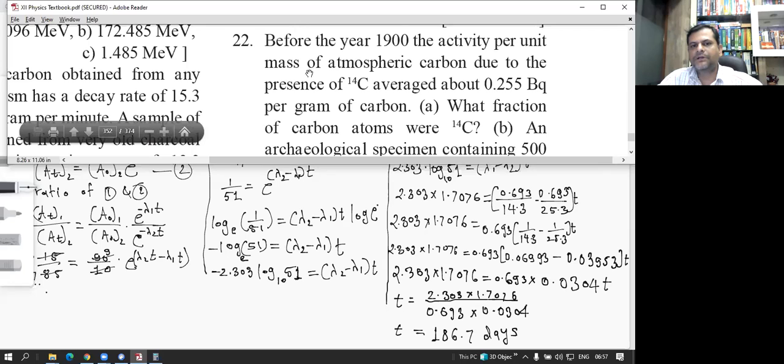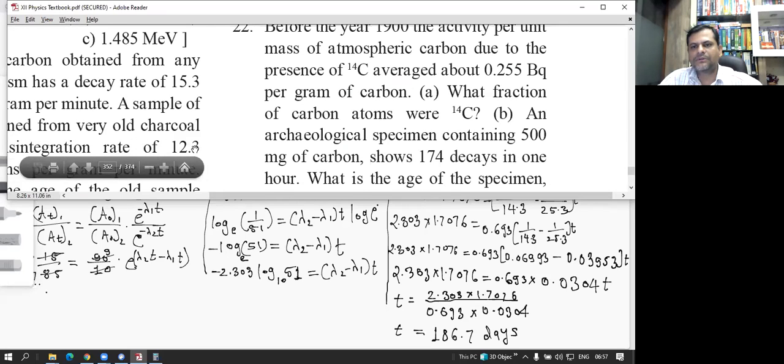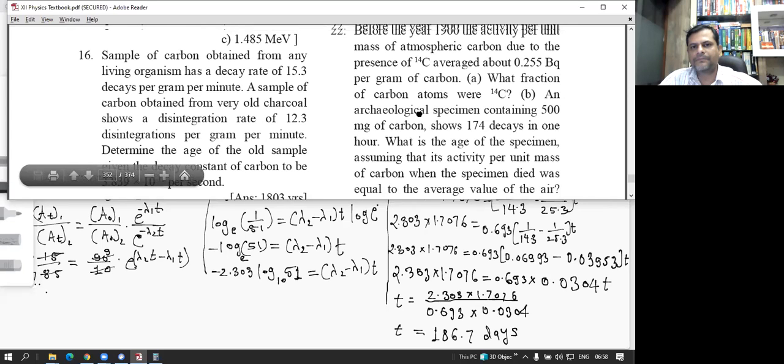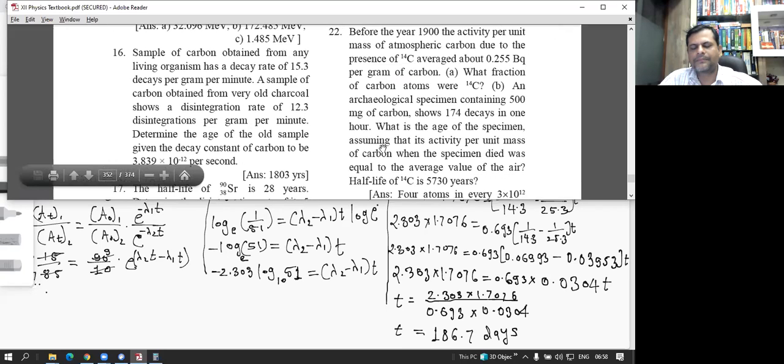Before the year 1900, the activity per unit mass of atmospheric carbon due to the presence of carbon 14 averaged about 0.255 becquerel per gram of carbon atom. What fraction of carbon atoms were C14?